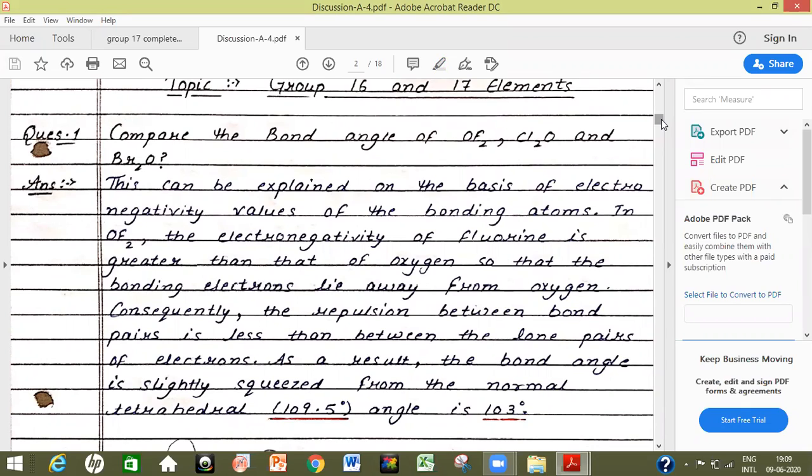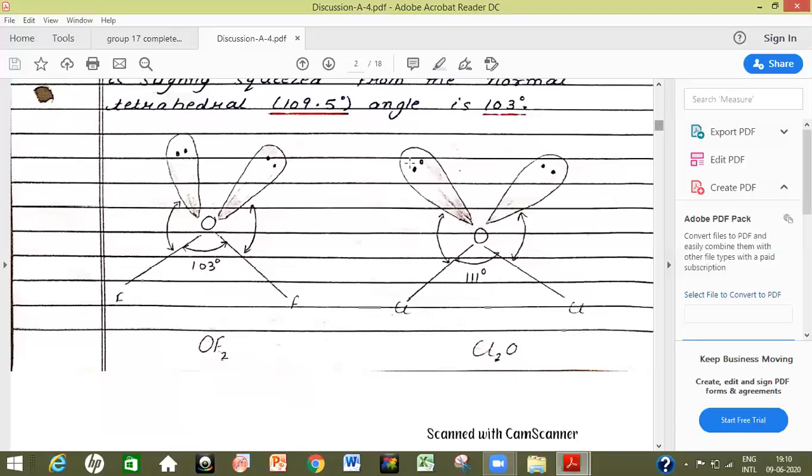So this explains the variation in the bond angle of these three molecules. All the molecules are similar, that is, there is one oxygen atom which serves as the central atom, and two halogens are there in each molecule, but there is very considerable variation in the bond angles. This is based on the reason that electronegativity difference is there between the central atom and the corner atoms. Here in the OF2 molecule, this is represented like this: two lone pairs with two bond pairs.